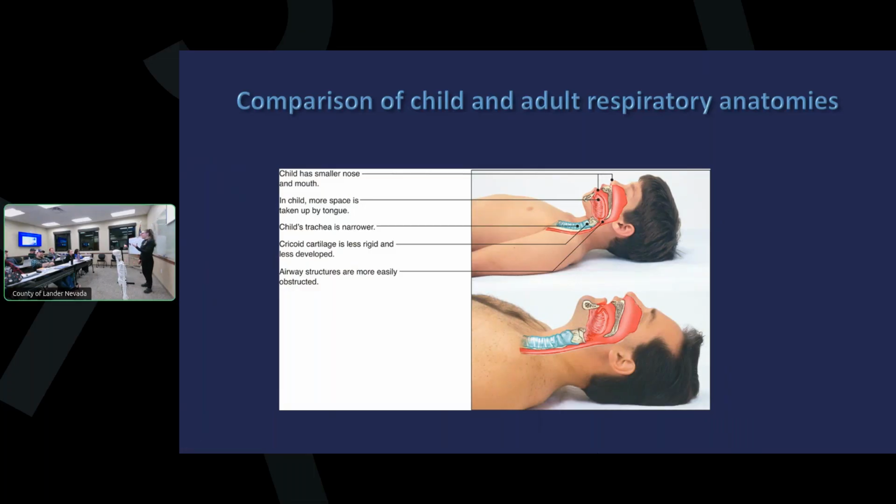So kids, everything's a little bit smaller. Their tracheas are teeny tiny. And children have ginormous heads. I don't know if y'all have ever noticed that. Whenever you lay an adult on their back, their head sits a little bit in line. But with kids, because their heads are so big, it's going to close their airway off because the back of their head shoves up and their airway pinches off.